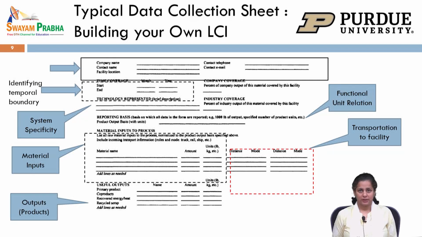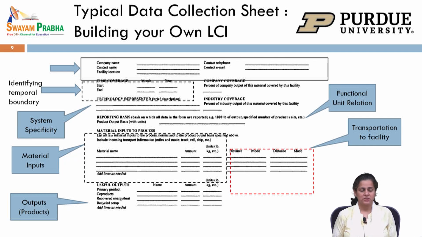This is a typical data collection sheet that you might see in some industry. Here you can see different boxes where you have the company name, contact name, facility location. So if you are actually going out and collecting data on the facilities for the life cycle stages included in your LCA, you might be able to record all that information. You also include the temporal boundary, so the time stamp of the data collection.